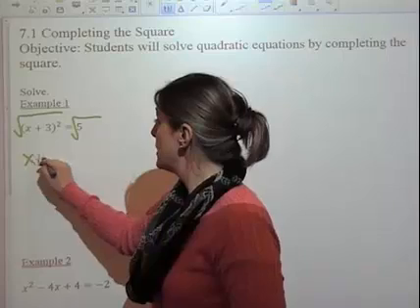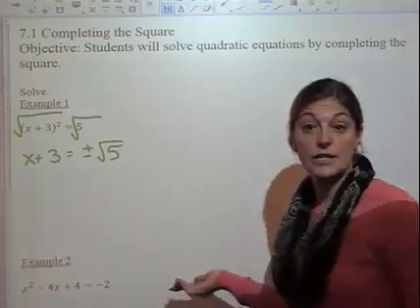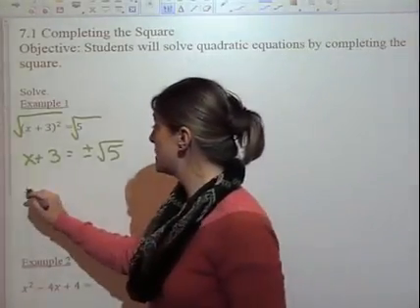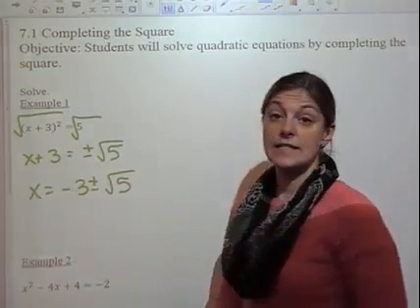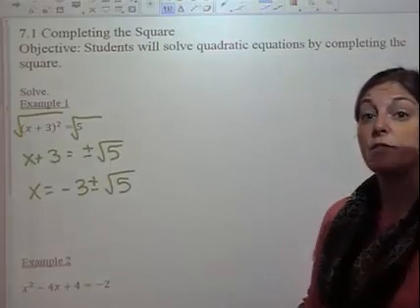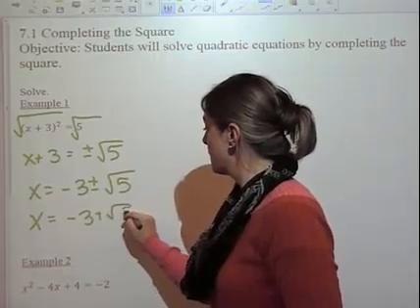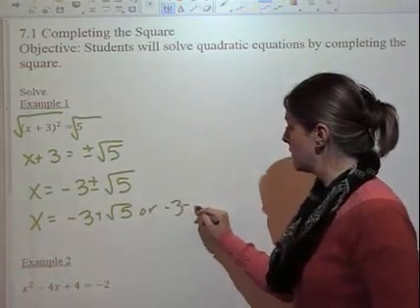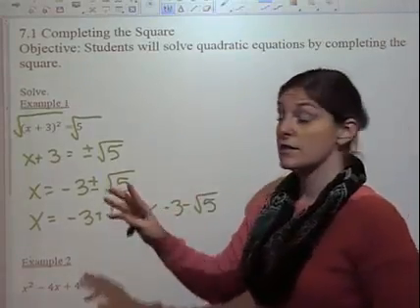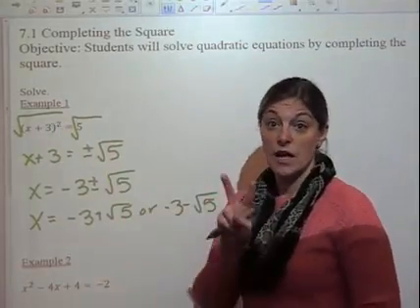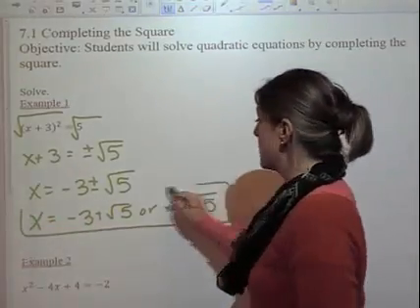So we have x plus 3 equals plus or minus the square root of 5. And then we're just going to subtract that 3 to the other side. So x is negative 3 plus the square root of 5 or negative 3 minus the square root of 5. So there are two answers, just like when we factor. The reason we have two answers is because we have the exponent of 2 there. If the exponent was 3, we would have 3 answers. So we have 2 answers here.